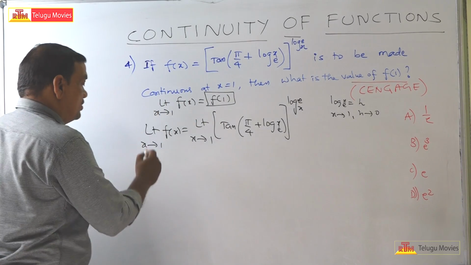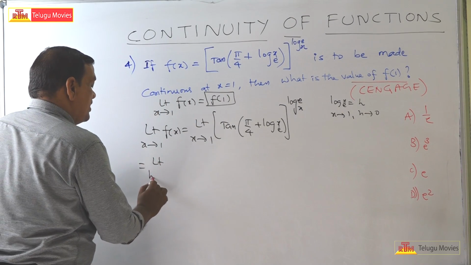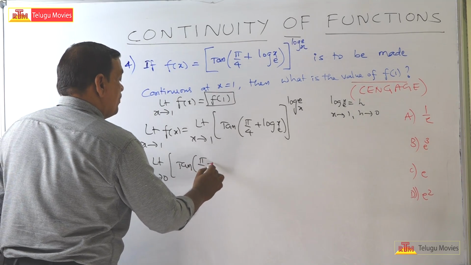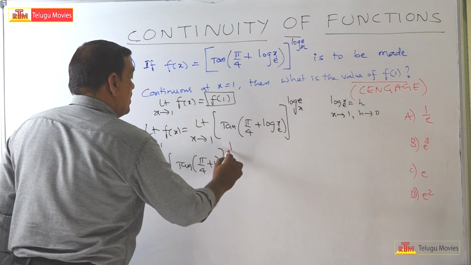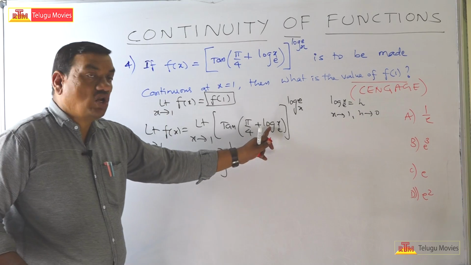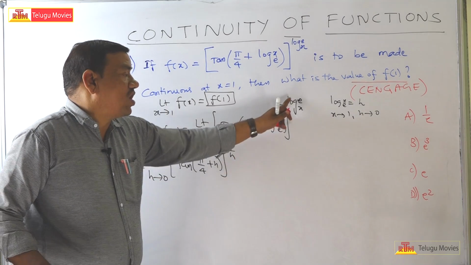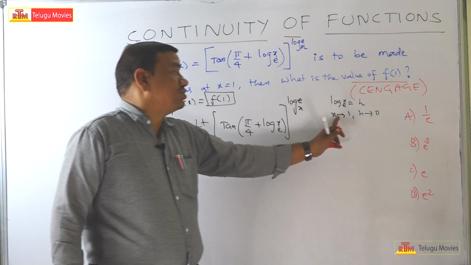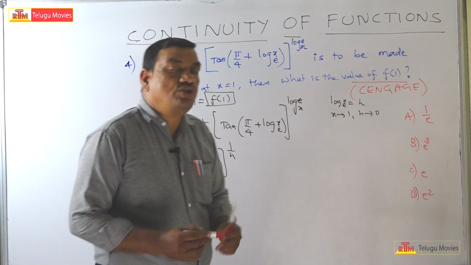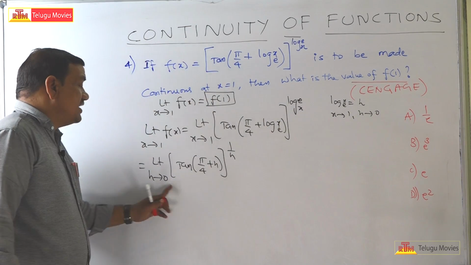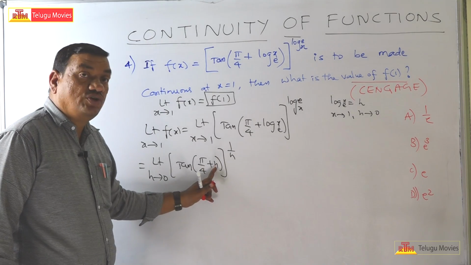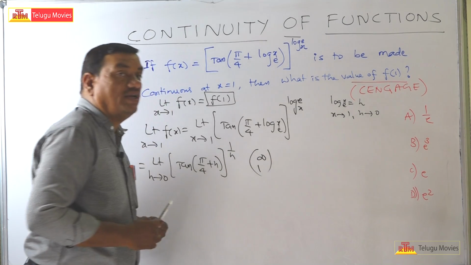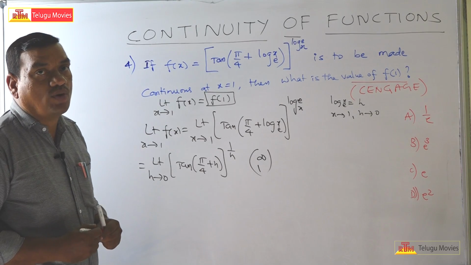So this is equal to limit h tends to 0 of tan of pi by 4 plus h in the power 1 by h. If log x to the base e is h, then log e to the base x is 1 by h. As x approaches 1, h approaches 0. Now wherever h is there, substitute here. If you substitute, tan pi by 4 is 1, so it is 1 to the power of infinity type of problem.